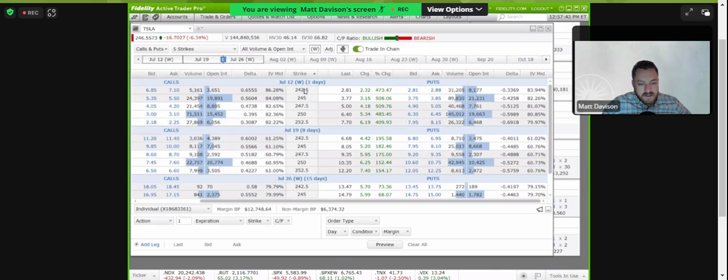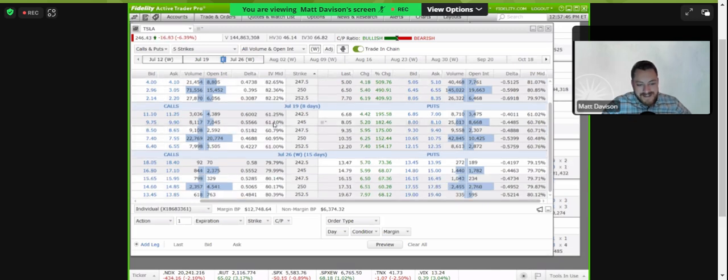So if we go to next week, obviously this week's are higher because of all the movement that's happened. But if we go to next week, it flattens out a little bit, and the 245s are back to 61. But we go to July 26th, we're back at 80, and that's because guess what?